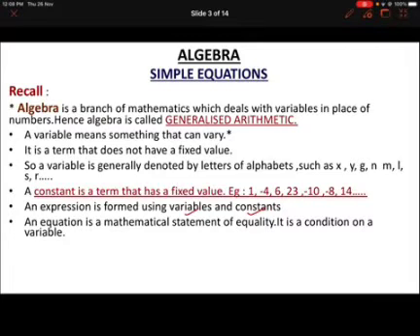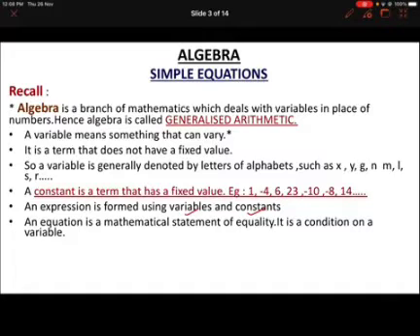You all know what a statement is in your English subject, is it not? A statement, you can say, 5 plus 6 is 11. It's a statement. So we call it a mathematical statement because we are using numbers. If we have mathematical statements of equality, then those statements become an equation.